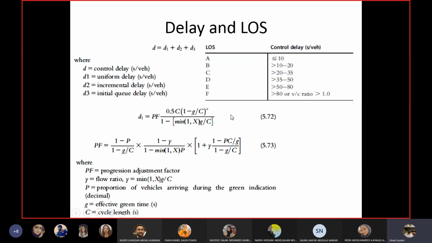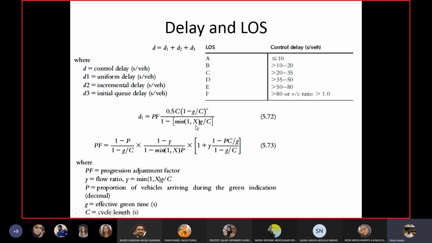D1 is calculated in this manner. PF is a progression adjustment factor, which is calculated from here. C is cycle length. The G by C ratio I've already explained. And in this bracket, just keep in mind we are taking the minimum of 1 or X, and multiplying by the G by C ratio.